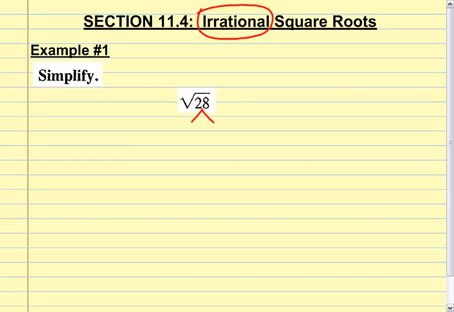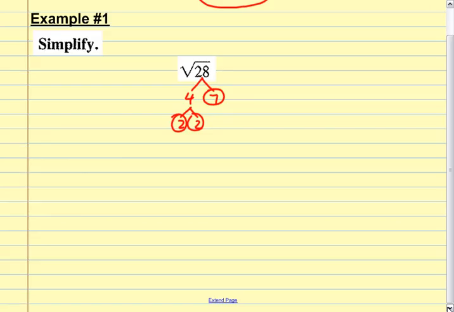28 is 4 times 7. 7 is prime, so I'm just going to leave it there. 4 is 2 times 2. Now these are prime. Once we've done that, we're going to write them at the bottom just like we always did in the 5th grade, but we're going to write them with square roots. Square root of 2 times square root of 2 times square root of 7.